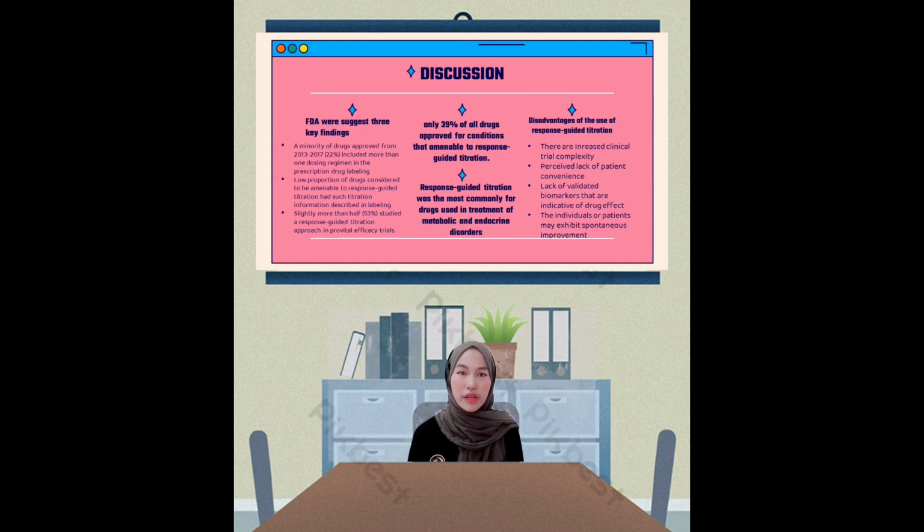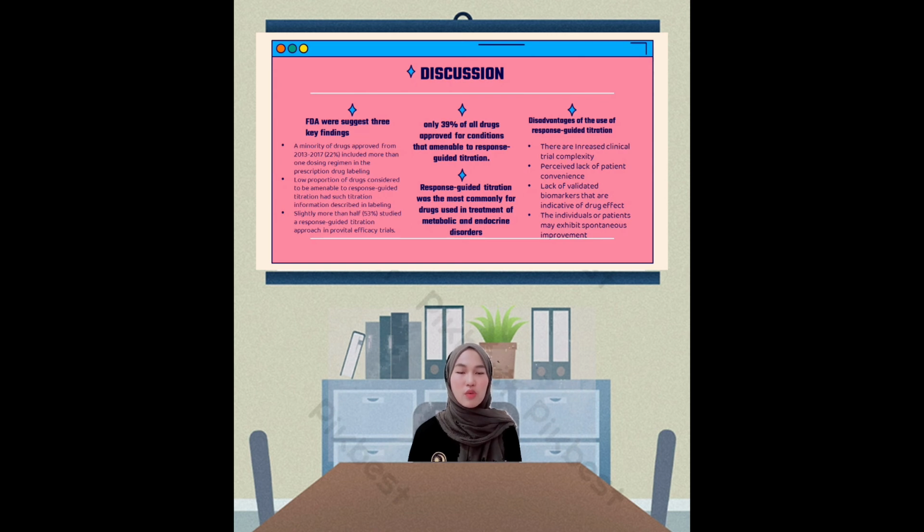The overall low rate of response-guided titration is not surprising, considering that most new drugs approved in the evaluated period, 105 of 181, which is 55%, were considered not amenable to response-guided titration. However, this analysis shows that only 39% of all drugs approved for conditions considered suitable for response-guided titration have information in their labeling about response-guided dosing.